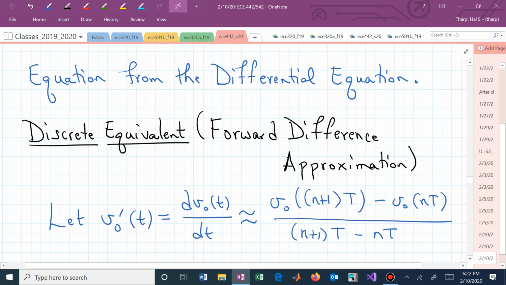We're obtaining an approximation of the derivative. And we're doing it by looking forward in time. We're going to the next output value in time, n plus 1 capital T, from the present time, v sub 0 of nT. What's the change in time? Well, that's n plus 1 capital T minus nT. And that ends up being just capital T, one sample period. That's the delta T.